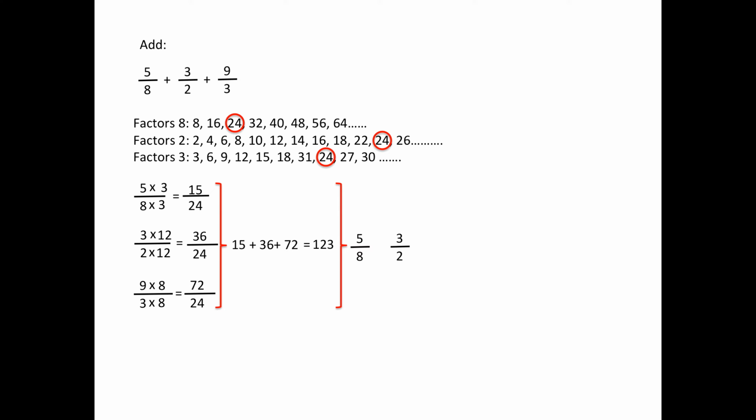123 is the addition of 15 plus 36 plus 72. And now the final answer is 123 divided by 24. This is another way to find the addition of fractions. This is the final answer.